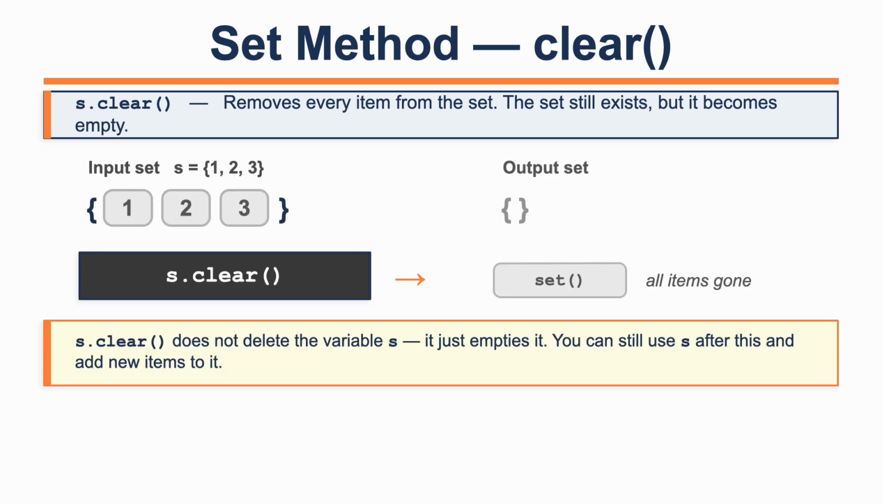Let's start with the set 1, 2, and 3. When you call s.clear, every single item is removed. The output set is completely empty.